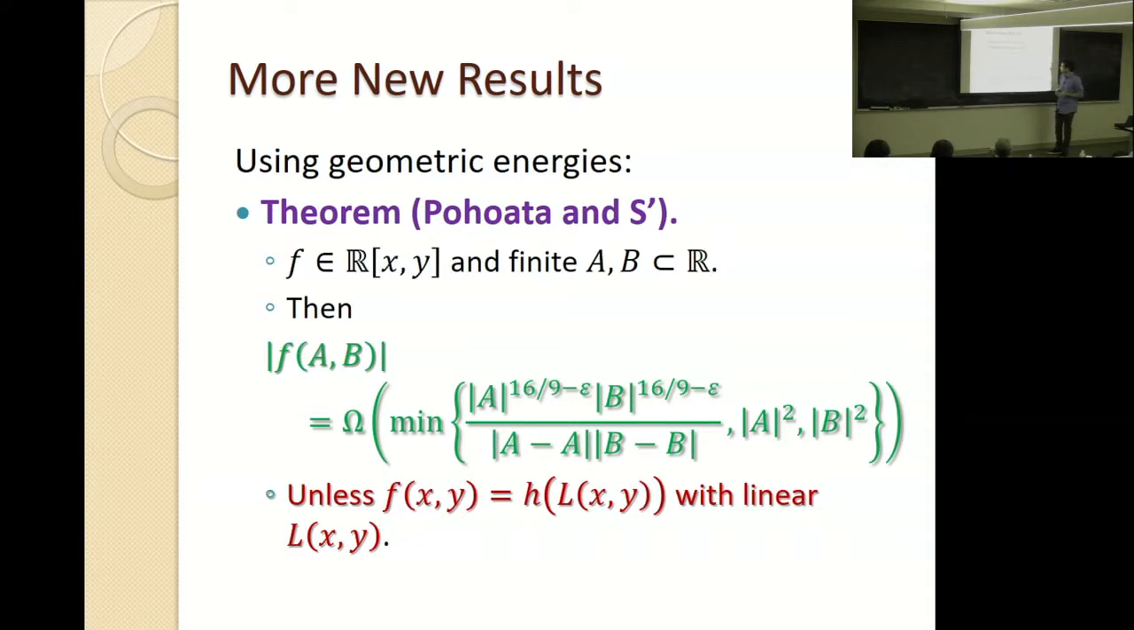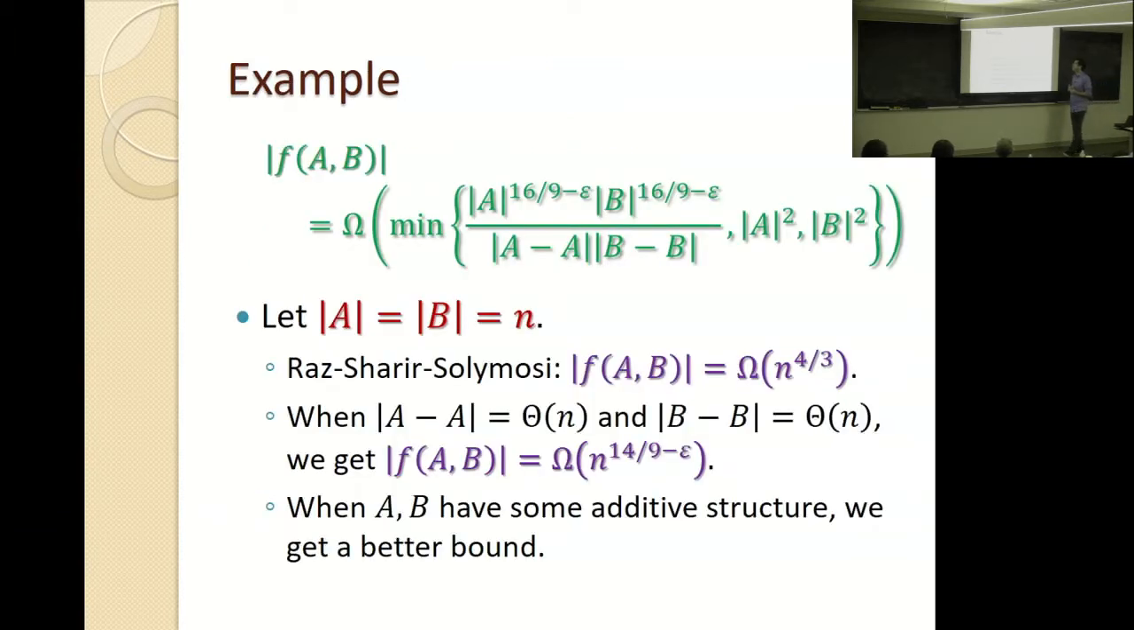Okay, what is this bound? What is it good for? So it's good when the sets have structure. If A and B have good additive structure, you get better bounds. In the extreme case, let's say that A and B are sets of n numbers, then Raz, Sharir, Solymosi will give n to the 4/3, which is the best known bound. If we have a good additive structure, where the differences are very small, you get something that's more than 1.5.